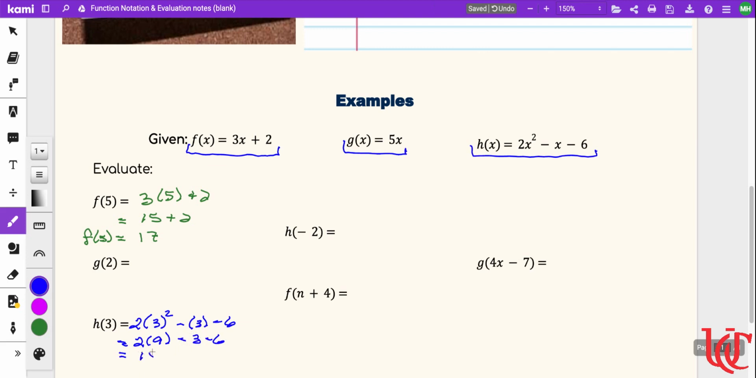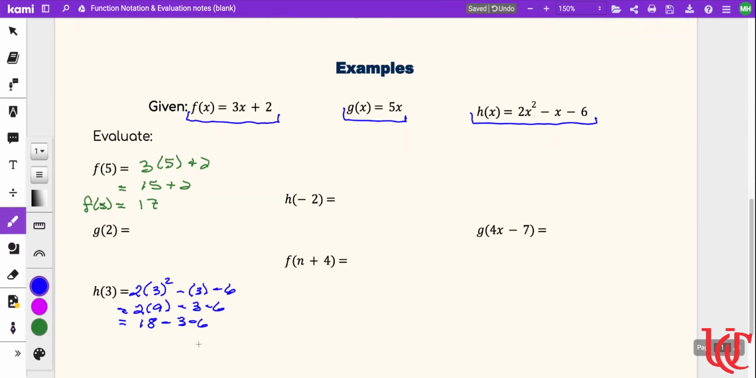Minus 3 minus 6. I could have done that 3 minus 3 minus 6 together if I wanted to. So this is going to be 18 minus 9. Or 18 minus 3 minus 6. We can do it just one thing at a time as we're going across. So 18 minus 3 is 15. 15 minus 3 is 9. So my h of 3 equals 9. All right, so be careful when you're plugging stuff in. If you have a negative number, that can change everything.